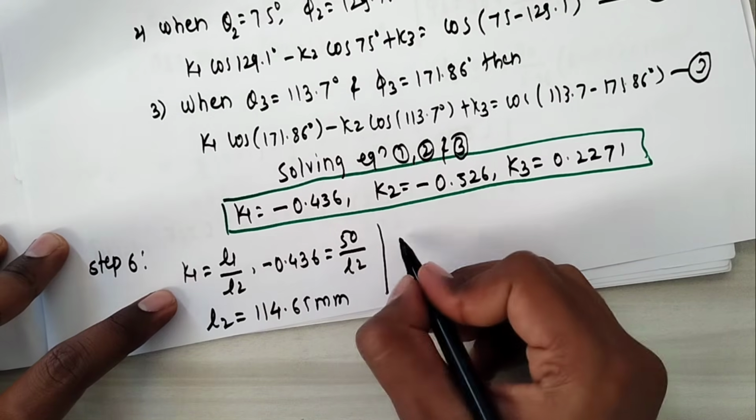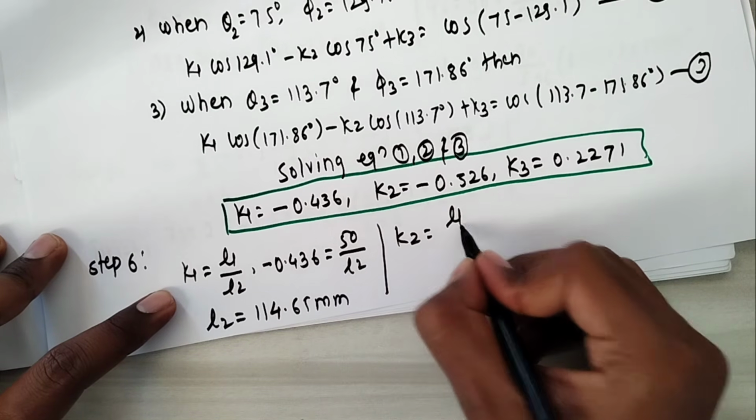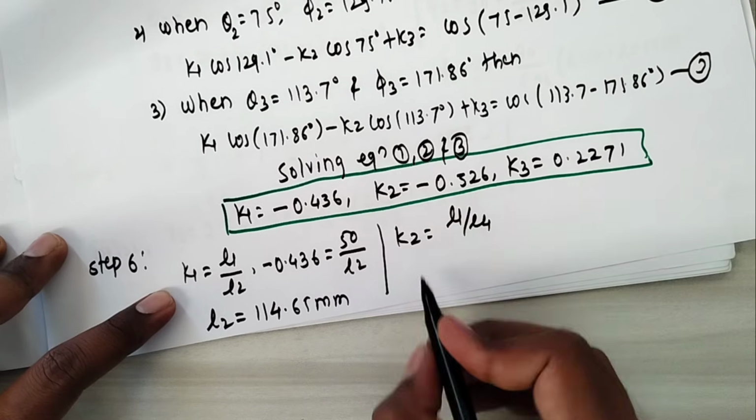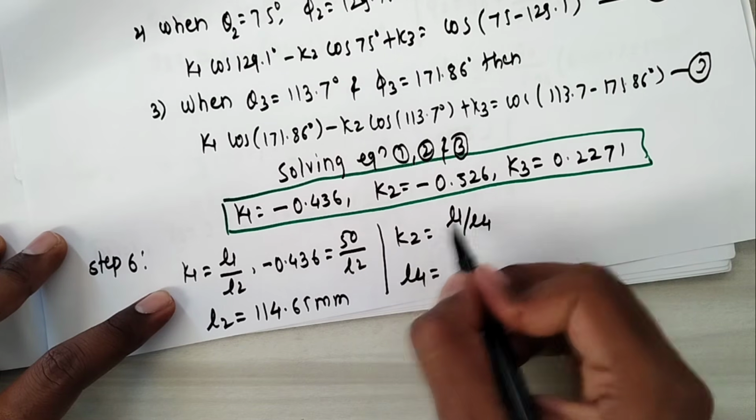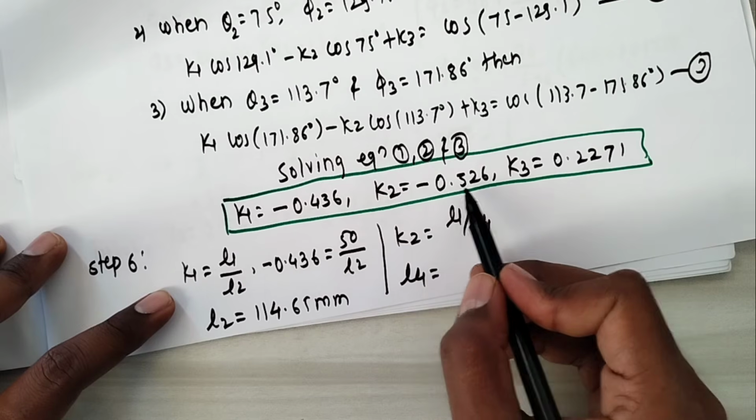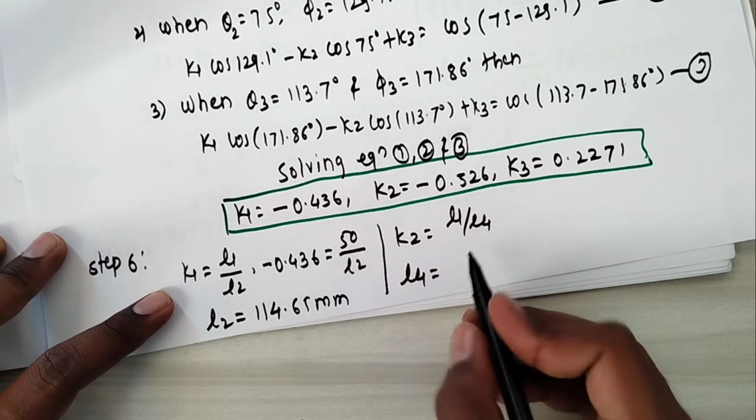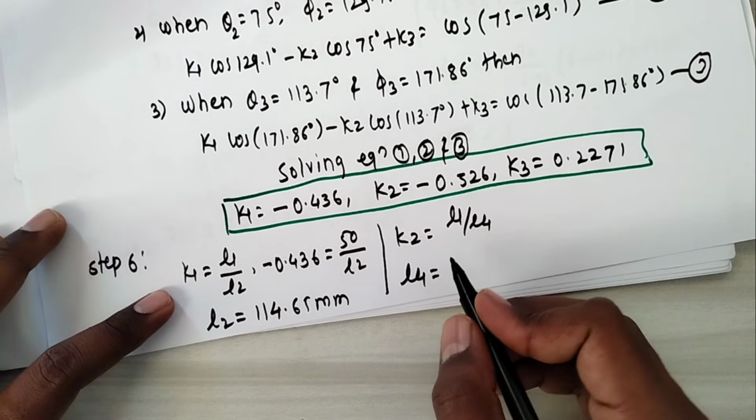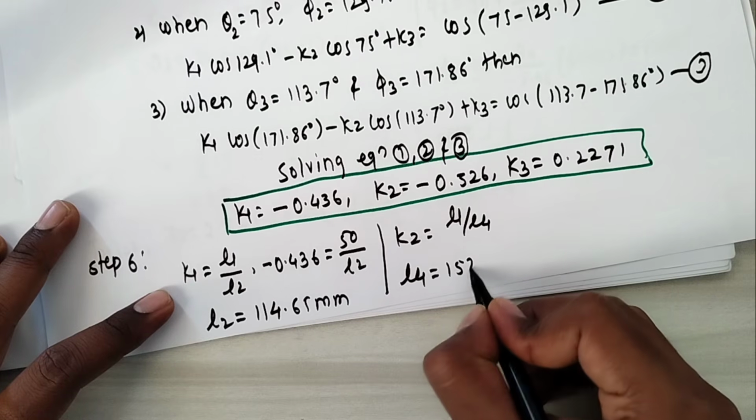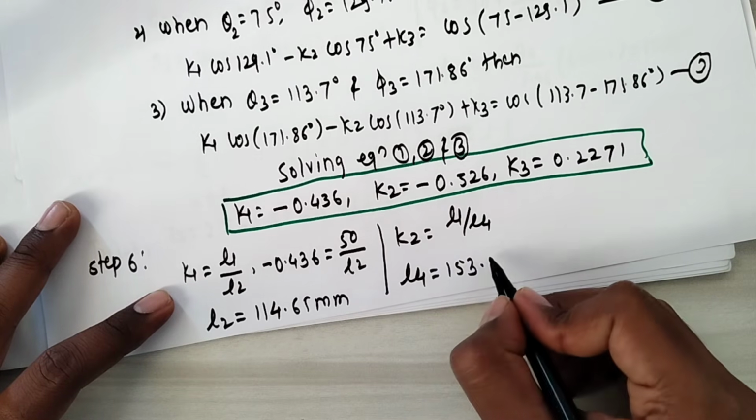Similarly, you know K2 is equal to the formula L1 upon L4. Put the values of K2 and L1. K2 is minus 0.326, L1 is 50. So we get L4. L4 is 153.37 mm.